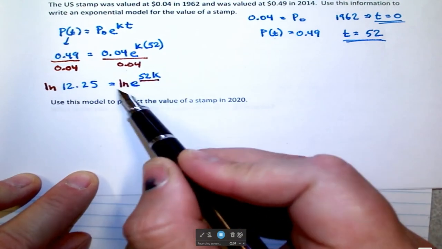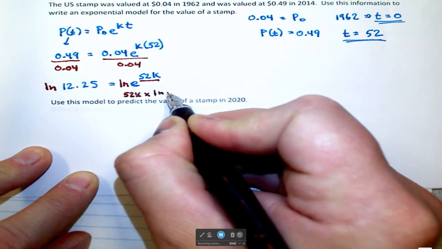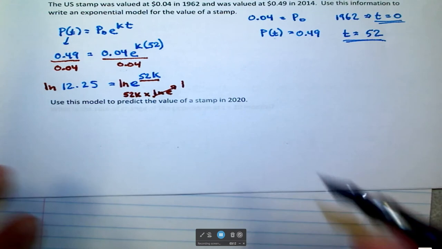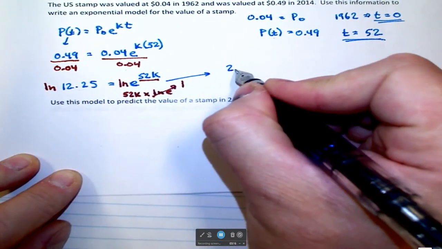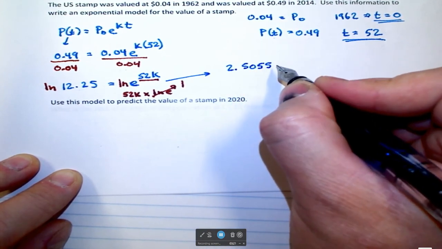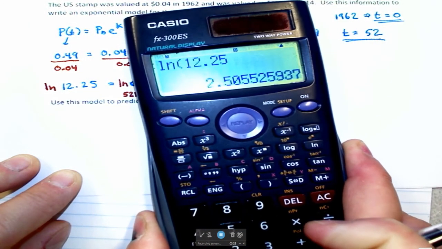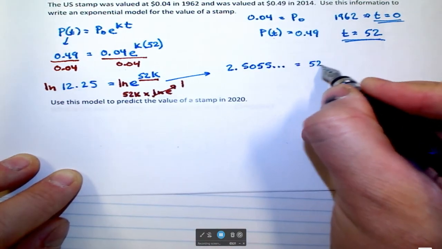This guy comes down as a multiplier, so I'll write this out. It's 52k times natural log of e. Natural log of e is 1. Okay, so you're left with 52k on that side. And then the natural log of 12.25. So this becomes 2.5055, and I'm going to just put dot, dot, dot. There's a whole bunch more numbers, but we'll just keep it that way. And that's equal to 52k.